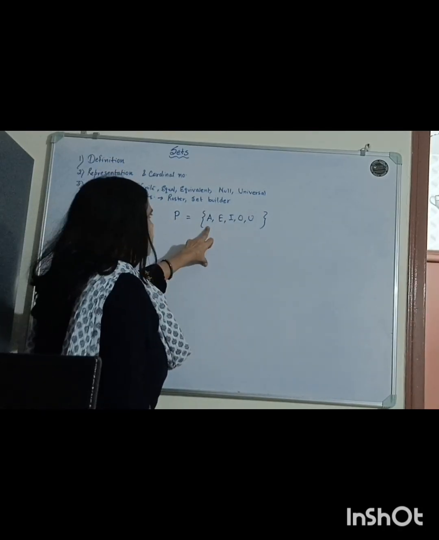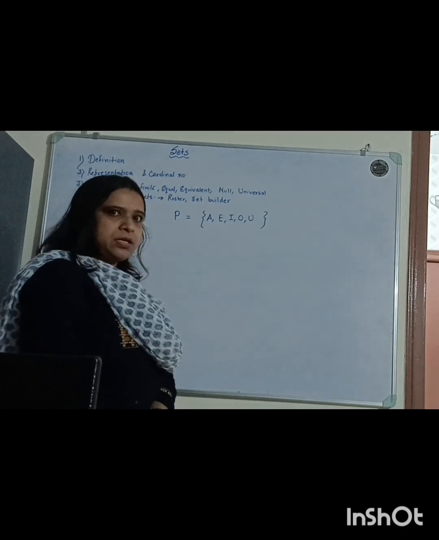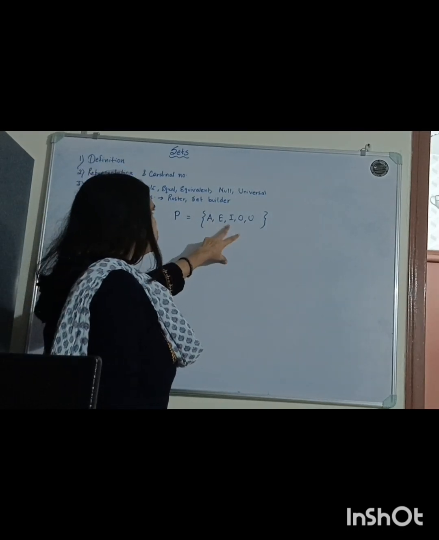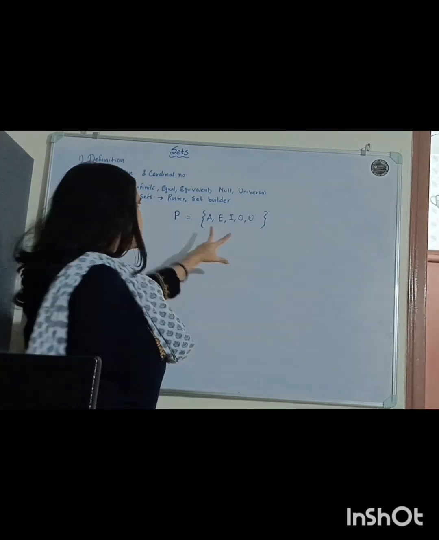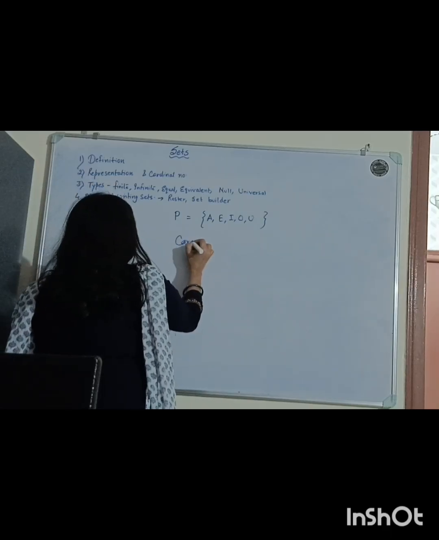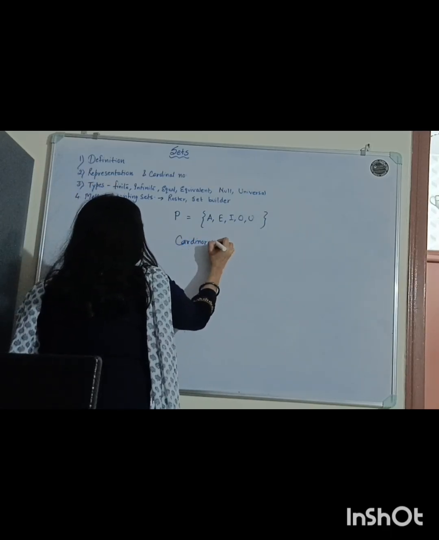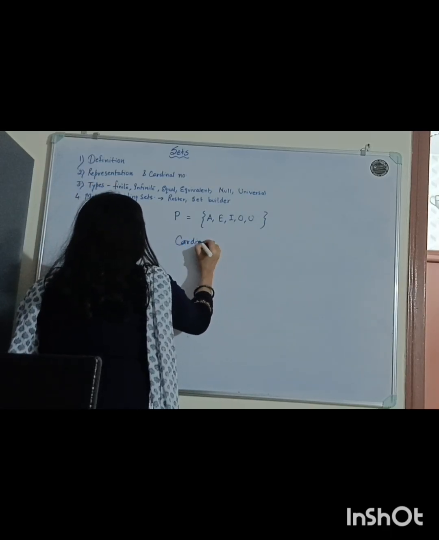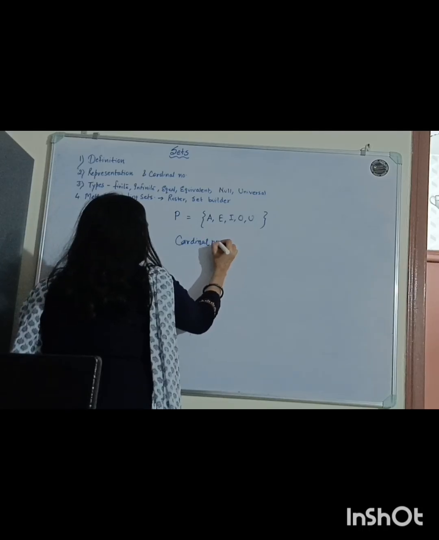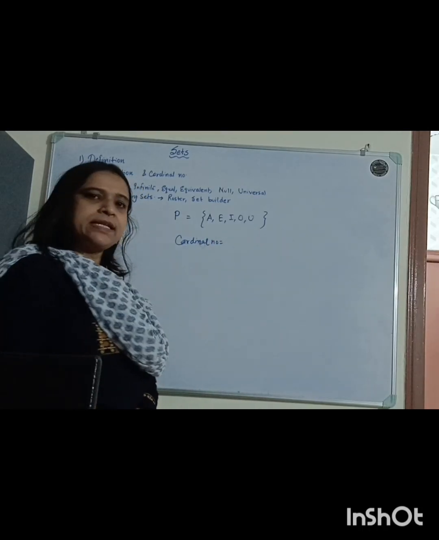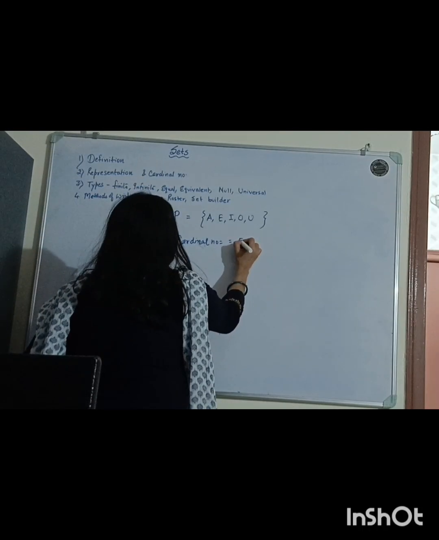Now how many members are present in this set? You can count 1, 2, 3, 4, 5. So this is called the cardinal number of the set. The cardinal number of any set equals the number of elements present in that set. So here the cardinal number will be 5.